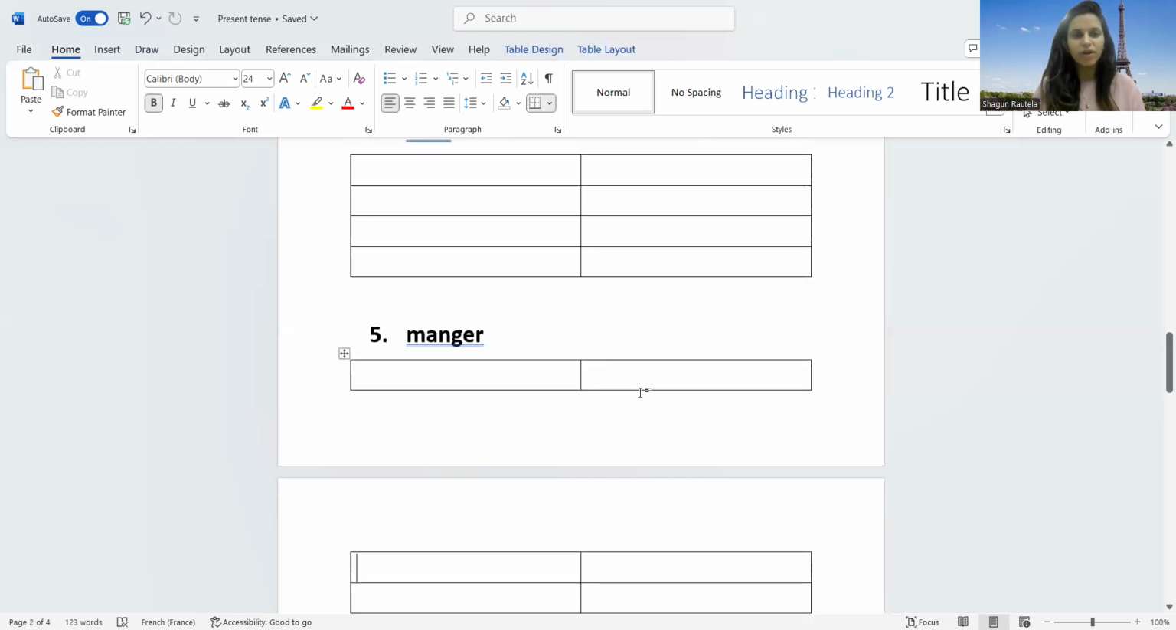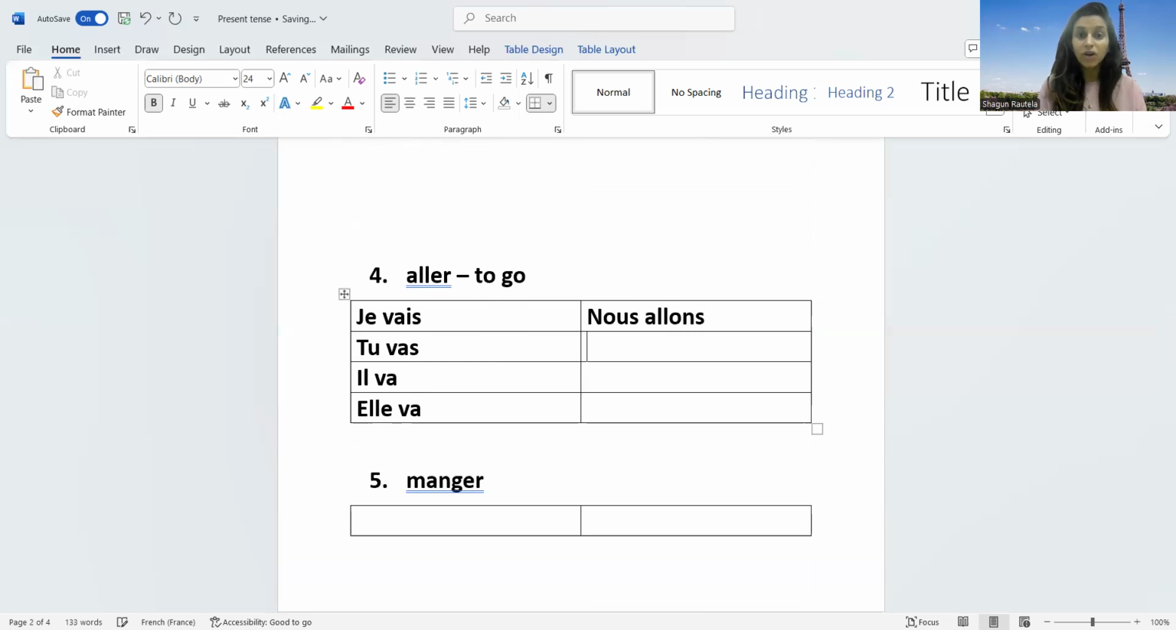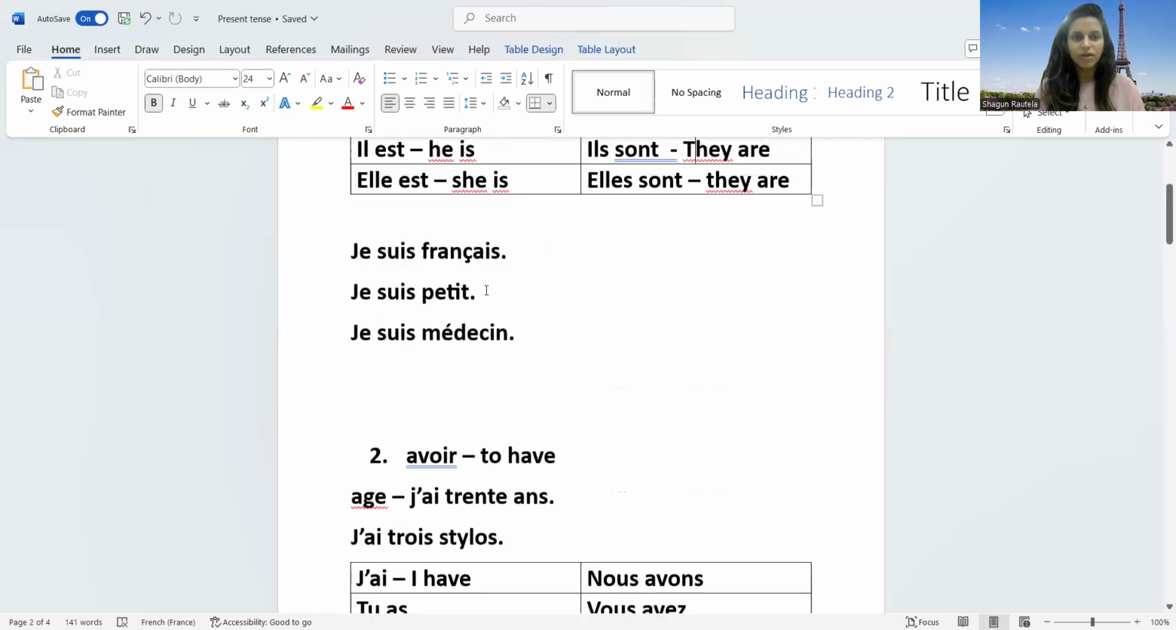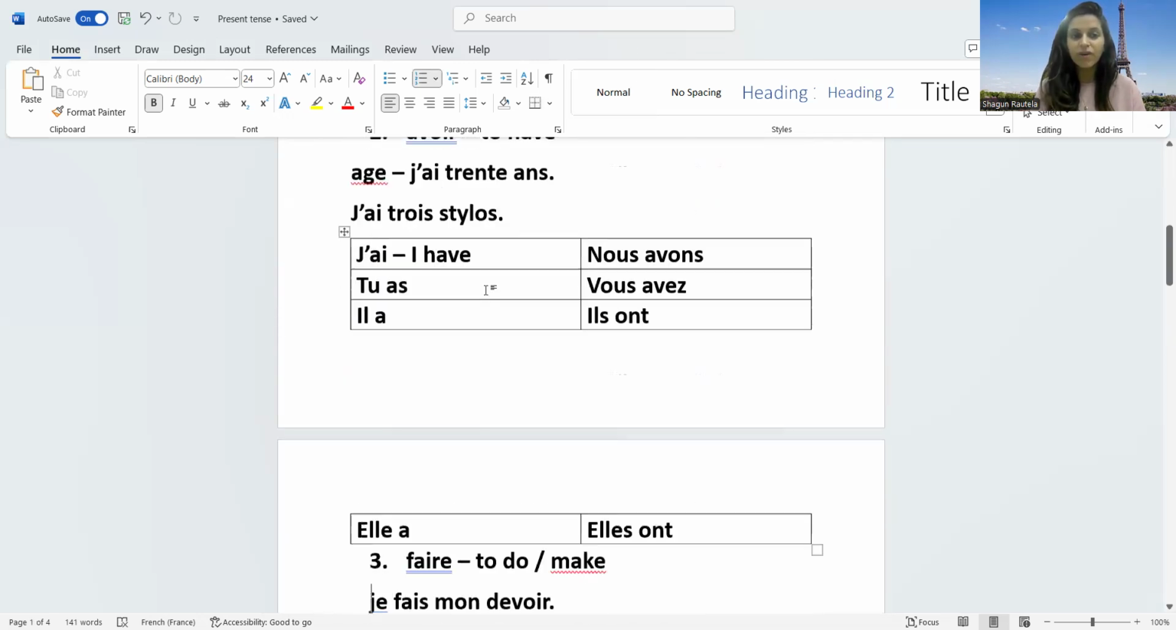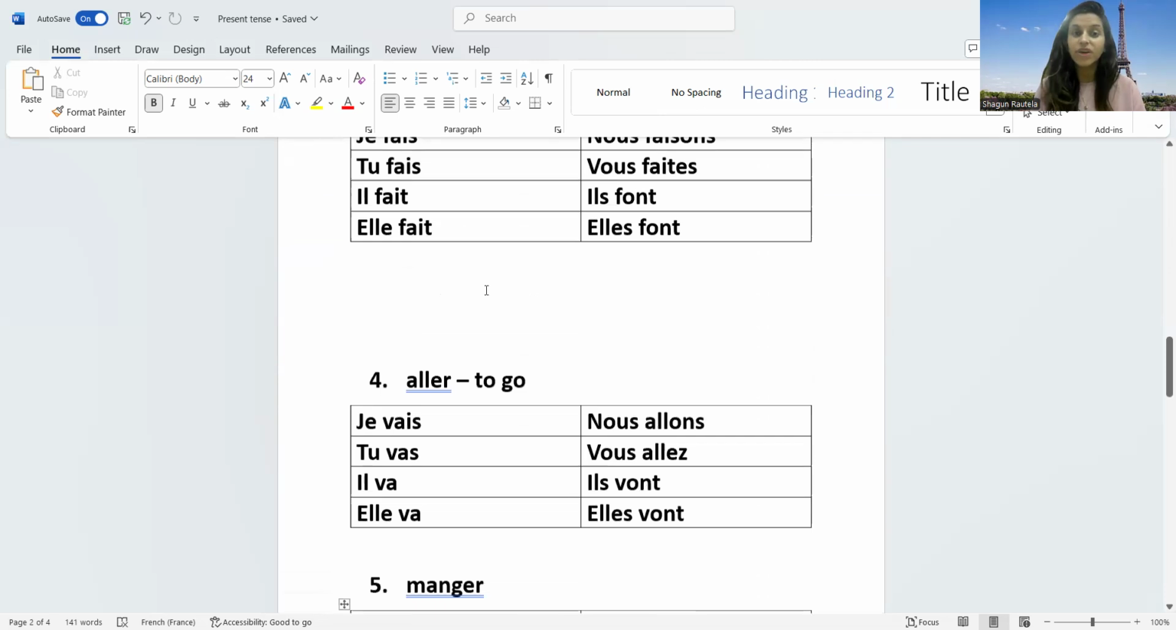Moving on to our next verb, le verbe aller. Aller means to go. So how do you conjugate? Je vais, tu vas, il va, elle va, nous allons, vous allez, ils vont, elles vont. There are 4 verbs in French with ils plural that have the ending ont. If you see the verb être, it was sont. If you see the verb avoir, it was ont. If you see faire, it was font. With aller, it is vont.